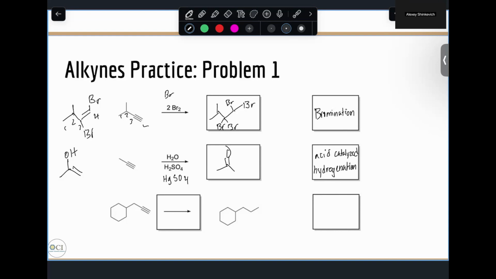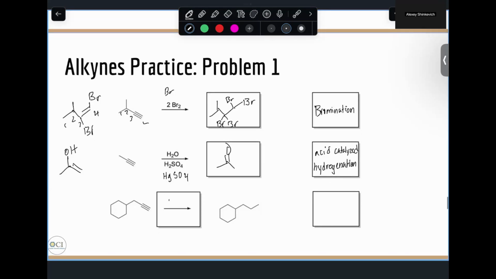Does anyone want to try the last one? What do we think the reactant should be for that? Let's do H2, yes, H2 palladium, because that fully reduces, and that's called reduction. Any questions on these? These are kind of just reactions you have to memorize.